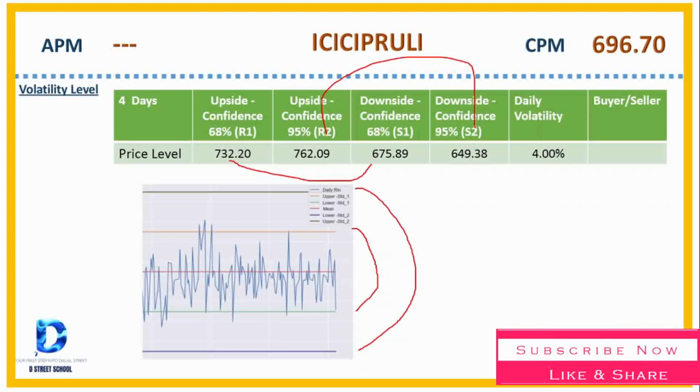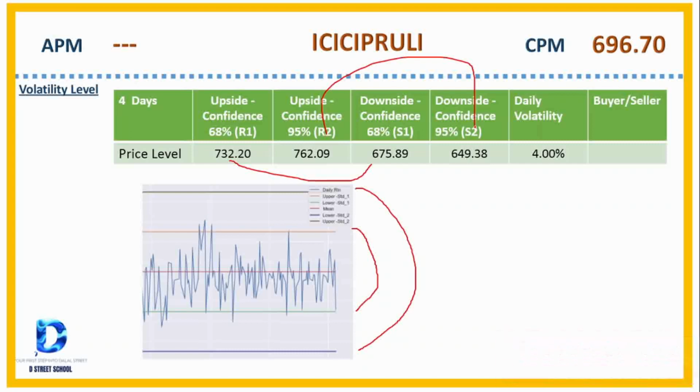And I have given the daily volatility in percentage. So what we can expect from ICICI Pru for the next 5 days is 4% volatility. This is what we can expect from ICICI Pru from a statistical point of view.